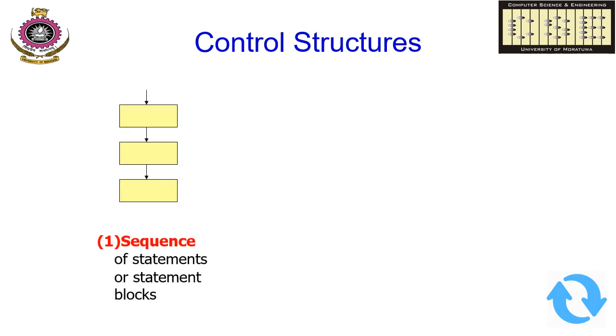So now we will look at what are the possible control structures that we find in a computer program. Firstly, we would like to identify sequence of statements or statement blocks. In this kind of arrangement, each block comes after another, one after the other, sequential, less complicated.